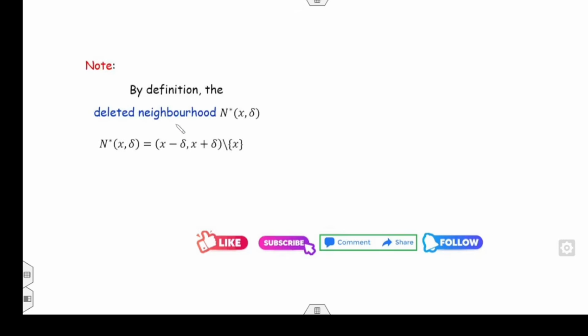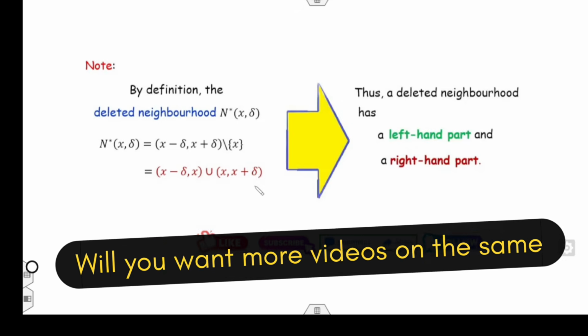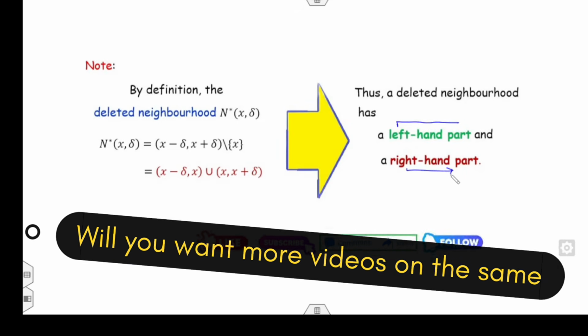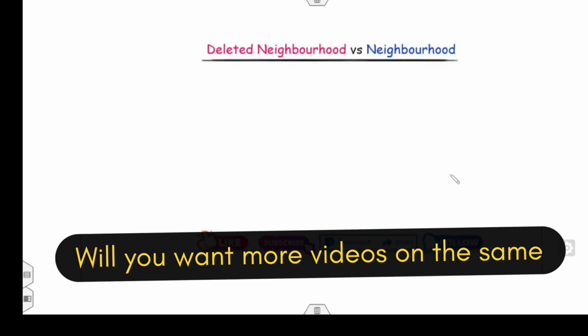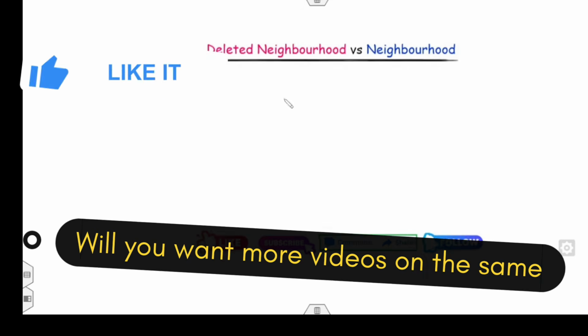So therefore, we can say the deleted neighborhood is defined as (x minus delta, x plus delta) minus the single point x. Fine, I can write it as a union. So we can say the left part is the left limit, and the right part is called the right limit. That's why whenever we are talking about the deleted neighborhood, we always consider the left hand part and the right hand part.